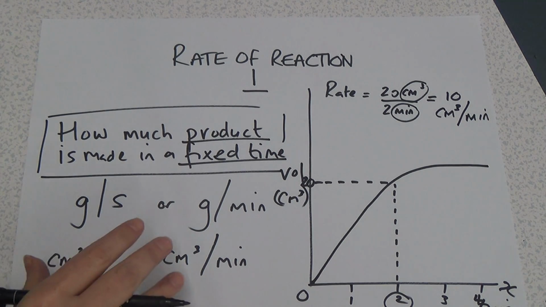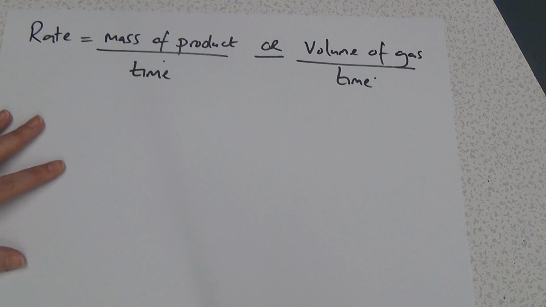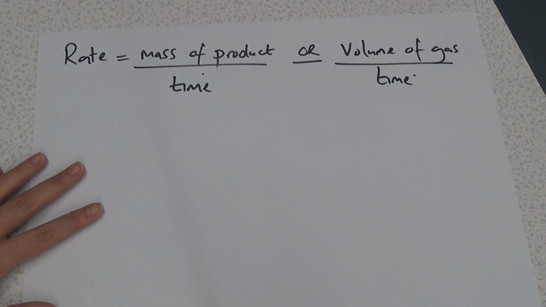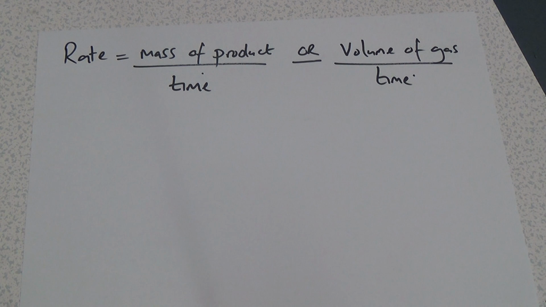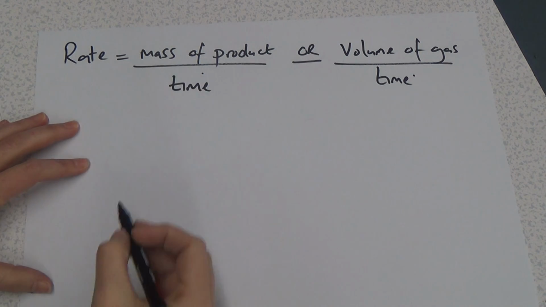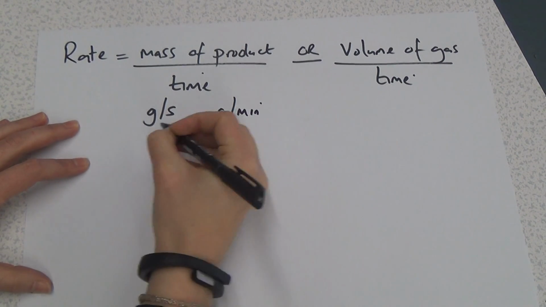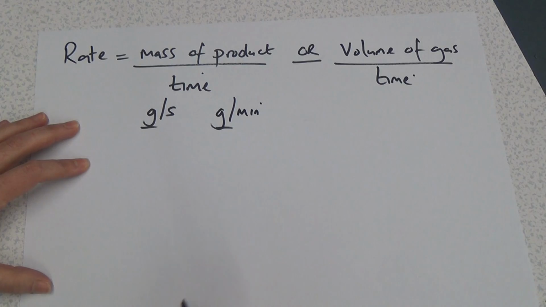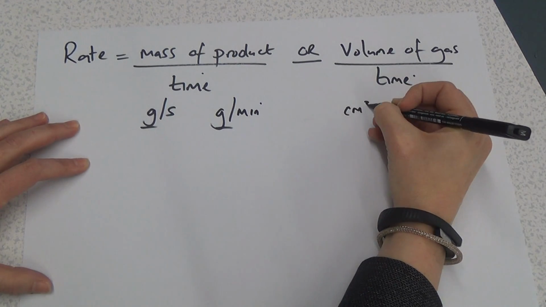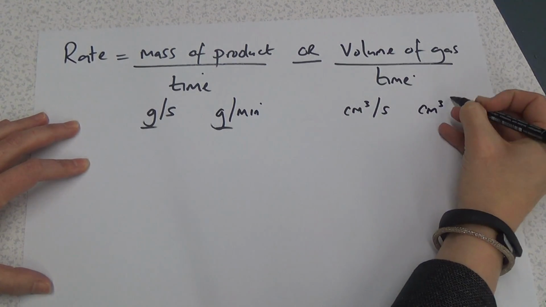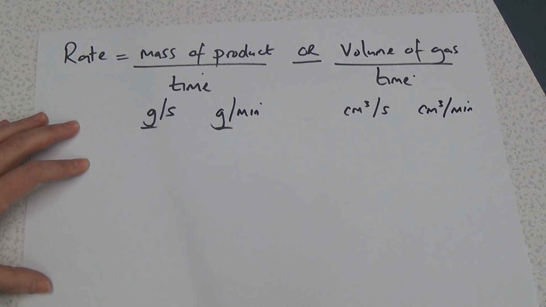So when we talk about rate, what we're really talking about is this. Rate is one of two things. It's either the mass of product produced over time, or it's the volume of gas produced divided by time. Depending on which one you're looking at, if we're looking at the mass of product, you are going to have units like this, because gram is the unit of mass. If it's volume of gas, you're going to have units like this, because volume is measured in centimetres cubed.